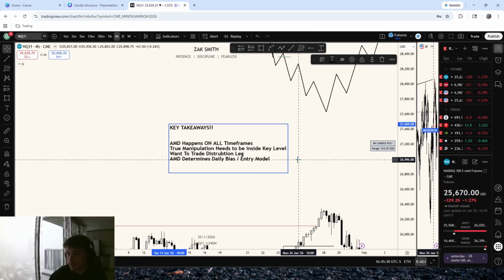Another key takeaway is trade with the trend. You do not want to be taking shorts if we're in a bullish trend, because that's just a rebalance. Until we get that change in state, that market structure shift, then you could start looking for shorts if we were in a bullish trend. But you just want to trade with the trend overall, because I've lost so many trades trying to take a rebalance trade to a key level, because sometimes it could just manipulate you and it's just not going to work. So you just want to trade with the trend overall, and you always want to trade that distribution leg. And also AMD helps you determine daily bias and your entry model.